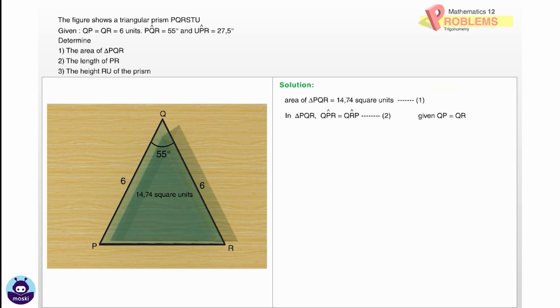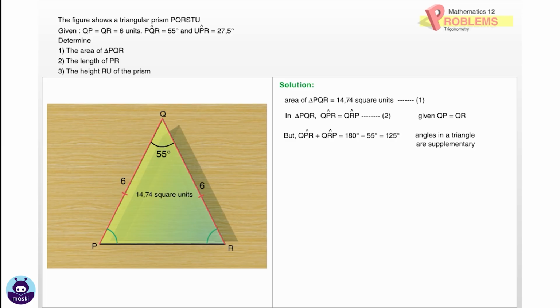In triangle PQR, angle QPR equals angle QRP, given QP equals QR. But angle QPR plus angle QRP equals 180 degrees minus 55 degrees equals 125 degrees. Angles in a triangle are supplementary. Therefore, angle QPR equals angle QRP equals 125/2 equals 62,5 degrees.